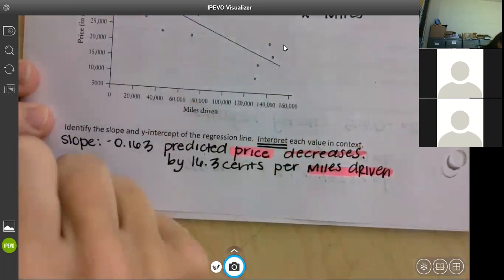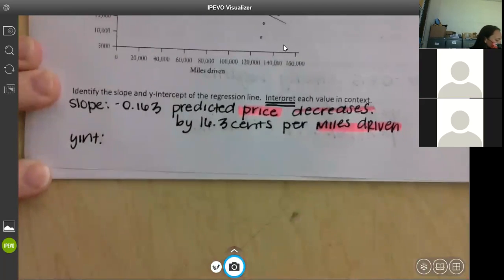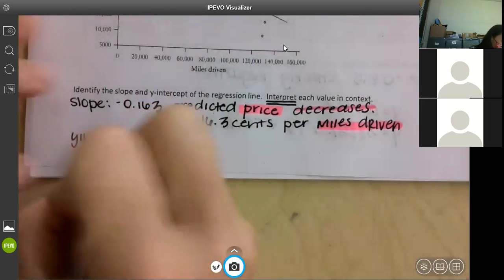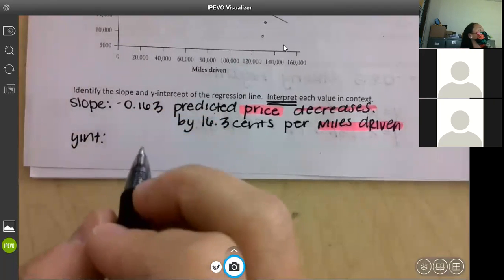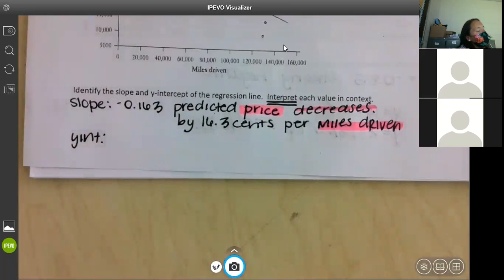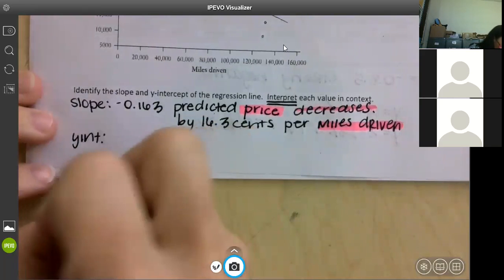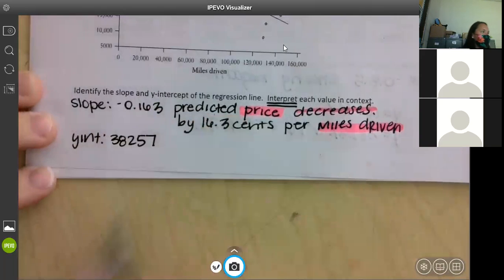All right, your y-intercept. What was your y-intercept? Come on, guys. 38,257. Y'all sitting in here have to start talking to me. Okay, it's boring. Y'all are making it boring. So thank you, Zoomers. People sitting in here, talk. 38,257.